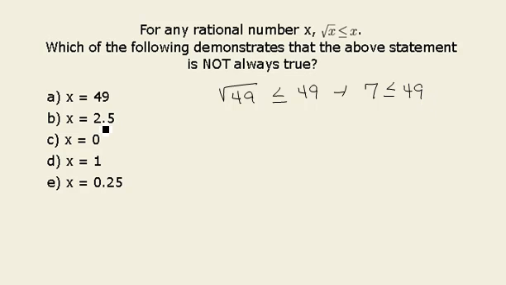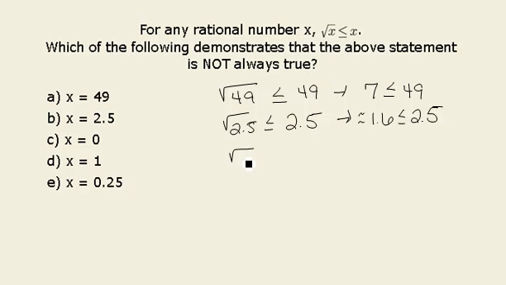If we try x is equal to 2.5, we want to know, is the square root of 2.5 less than or equal to 2.5? We will see that for the square root of 2.5, we are trying to find two numbers that multiply together to equal 2.5. This is roughly about 1.6. So approximately 1.6 is indeed less than or equal to 2.5. Therefore, x equal to 2.5 does not demonstrate that our statement is not always true.